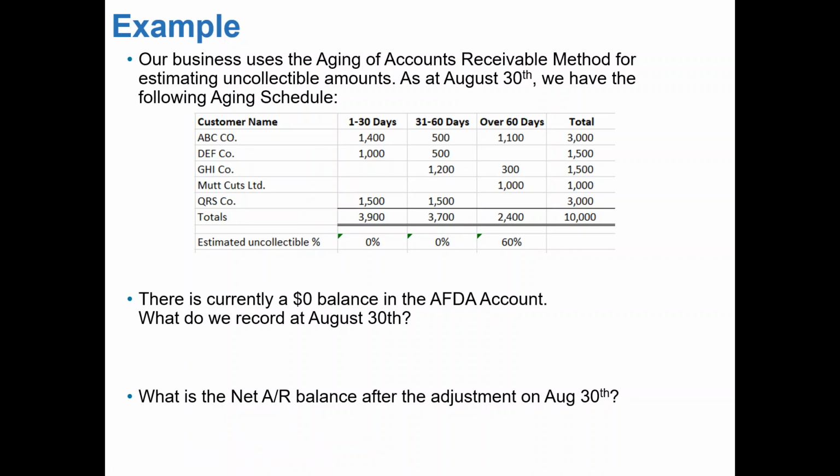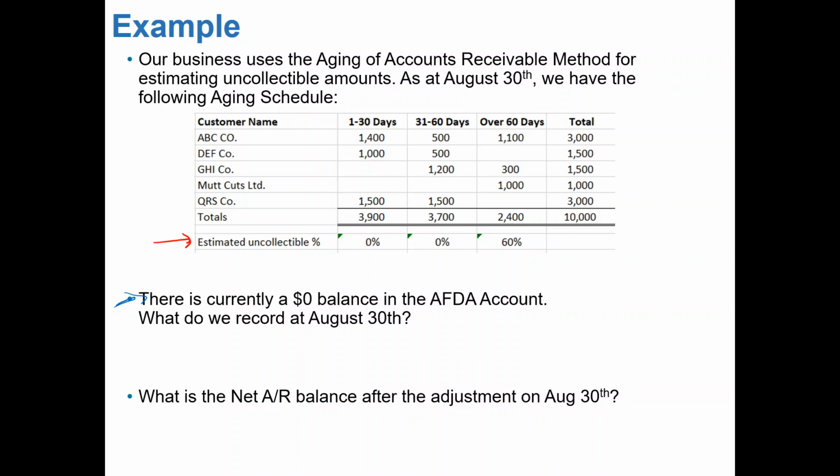So for this example, our business uses the aging of accounts receivable method for estimating uncollectible amounts. As at August 30th, we have the following schedule. And then we can see here at the bottom, it gives us the percentage that's estimated to be uncollectible. So there's currently a zero balance in the AFTA account. What did we record at August 30th?